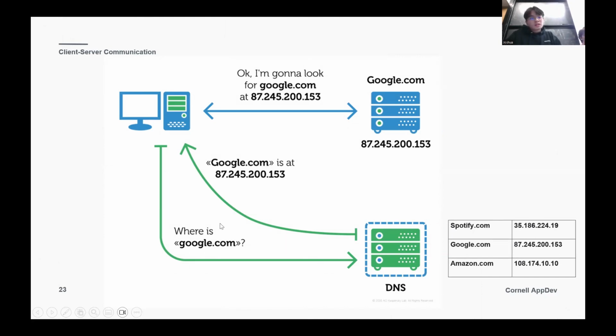So what the DNS will do is it receives your request, it looks up where Google.com is, and it'll send you back this IP address. You can see here in this arrow, it says Google.com is at this IP address. And then your computer, the client, will then look for Google.com at that address. So when you're searching google.com or Spotify or something like that, you're actually going to the DNS first, waiting for a response, and then it will find the actual location of the website. So yeah, this is just a simple overview of what's happening in the background between the client and the server.